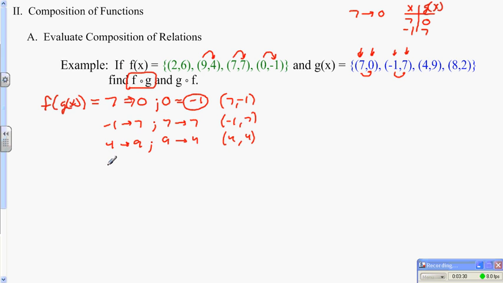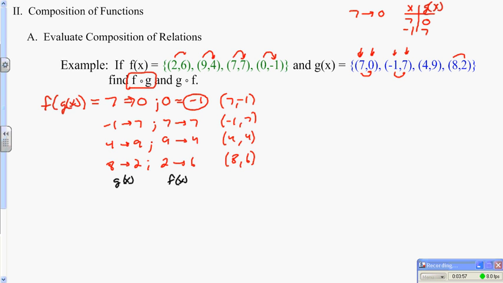If you start with an 8 in the g of x function, the 8 becomes a 2. In the f of x function, a 2 becomes a 6. So starting out as an 8, going through two functions, you end up with a 6. And again, this is the g of x function, and this is the f of x function.